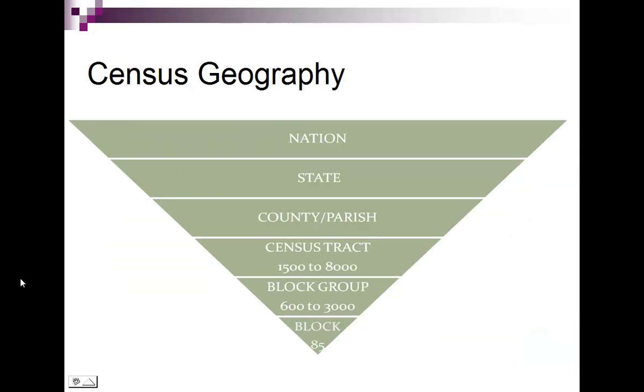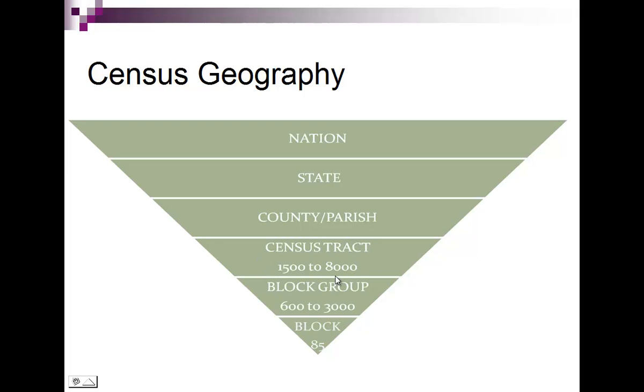When we look at census geography, we have the nation, the state, the county or the parish, the tract, block group, and block. And remember what I was talking about before. Each state has a unique FIPS number. Each county has a unique FIPS number. Each tract has a unique FIPS number. Block group and block have unique FIPS codes. And these are the number of people that live within each.